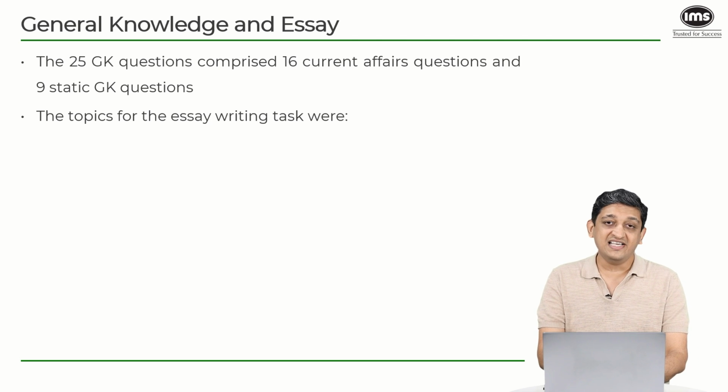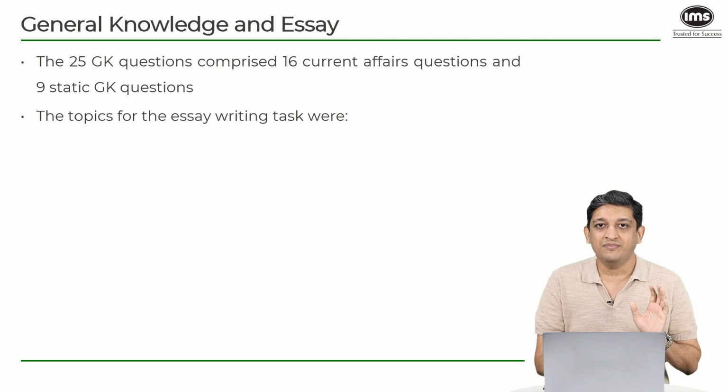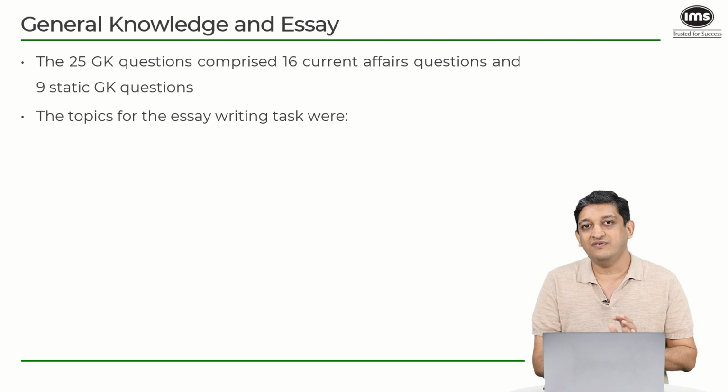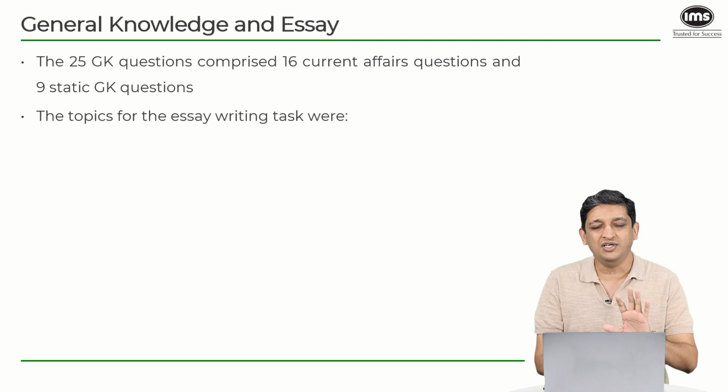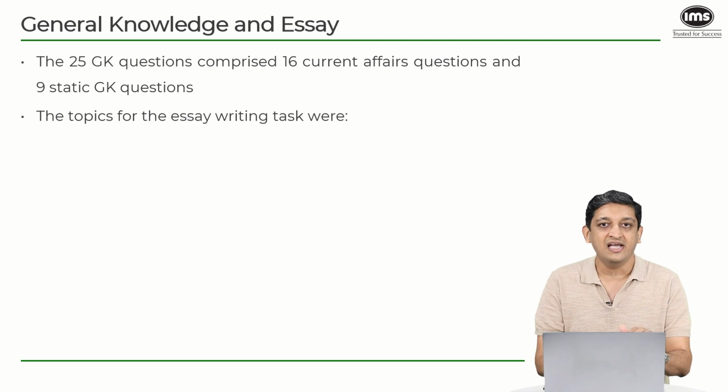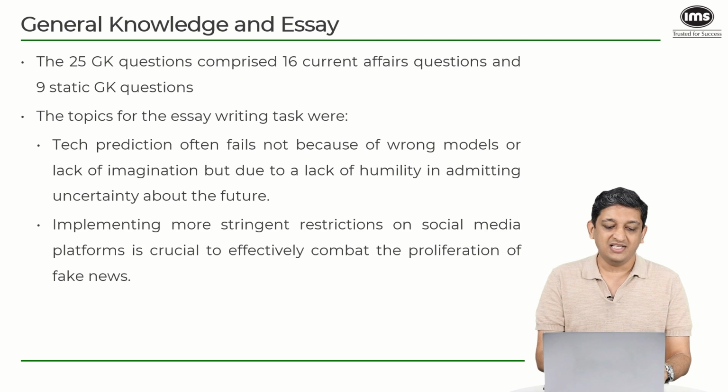Similarly, in the essay writing task, this year there were 3 alternatives given to you in terms of the titles of the essays you were supposed to write, and out of these 3 you had to choose one and write a 250-ish word essay. So the topics you can see on your screen.